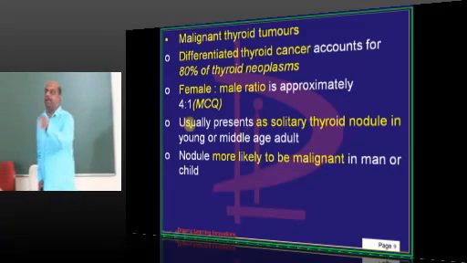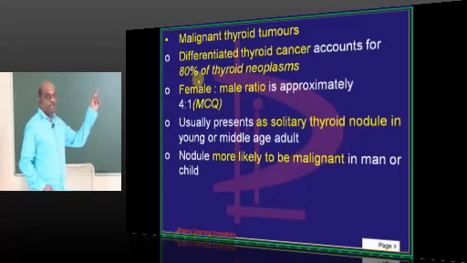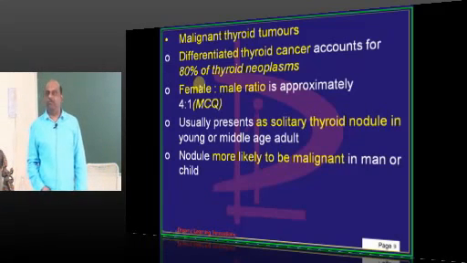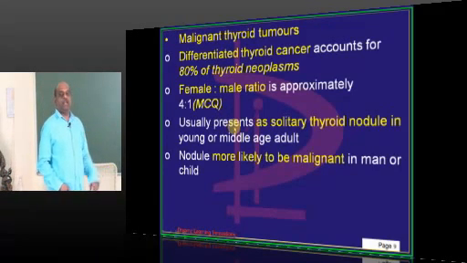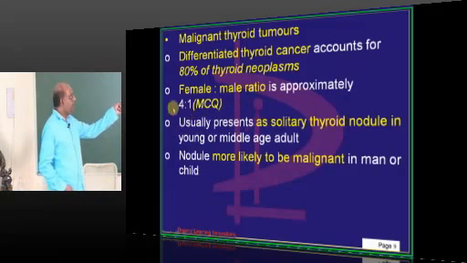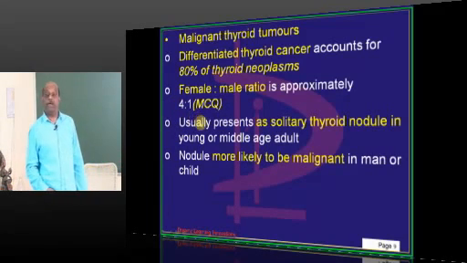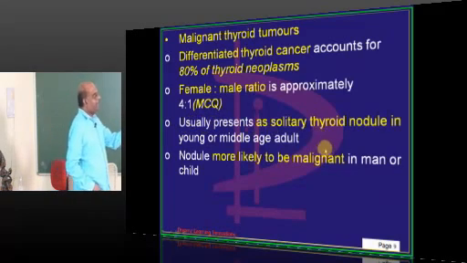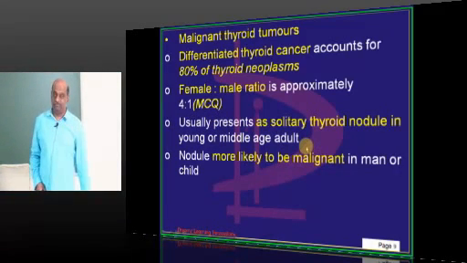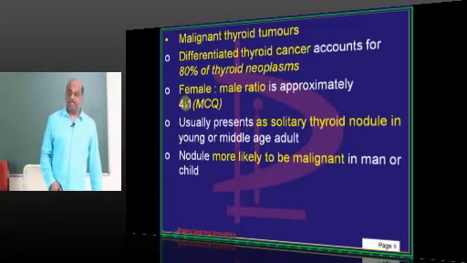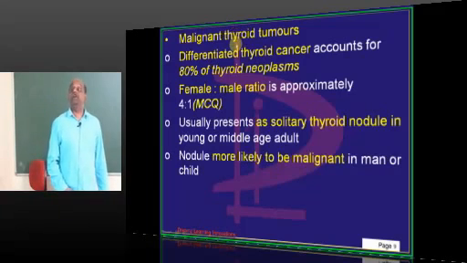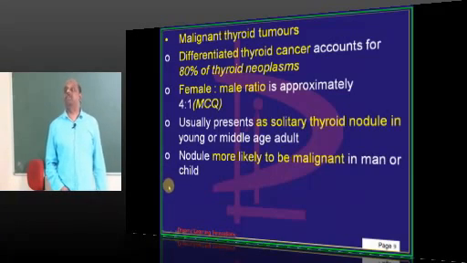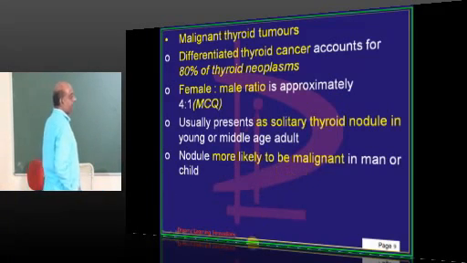Now let us talk about the malignant thyroid tumors. Differentiated tumors, papillary and follicular, they are all differentiated, 80%. Once more, just like toxic follicular adenoma, the female ratio is more even for thyroid carcinoma. And usually it presents like a solitary thyroid nodule in middle age. That's the reason it's a challenge whenever somebody has a solitary thyroid nodule, especially when they are middle-aged. Our main worry is whether it is a thyroid carcinoma, is what you have to basically remember.